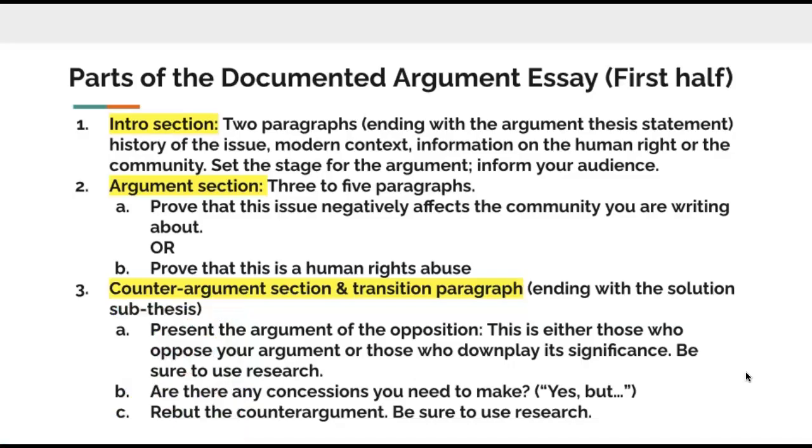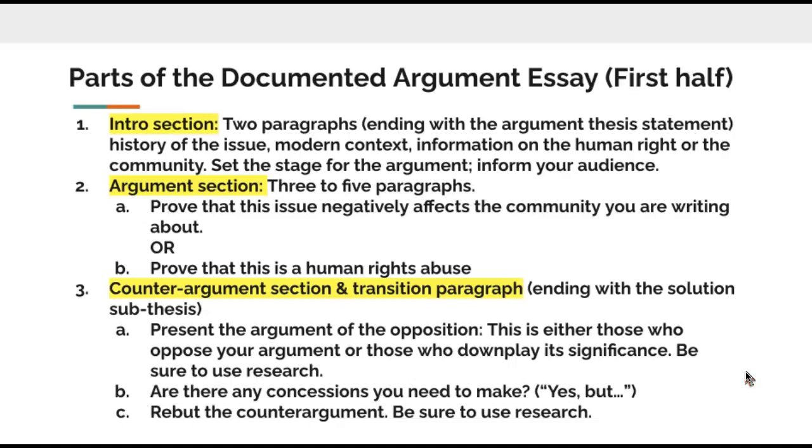So let's start here. Here are the parts of the essay that you're going to write. So if you understand what the paper is going to look like, then you'll know what you're looking for. So you're going to have an introduction section that's going to be about 2 paragraphs in length, and it should end with your argument-based thesis statement.